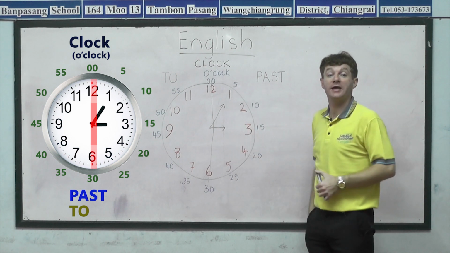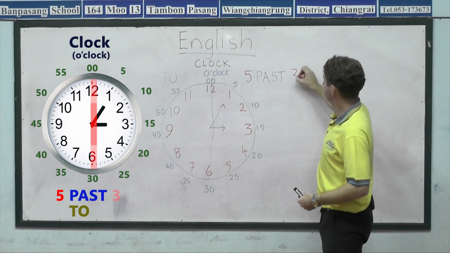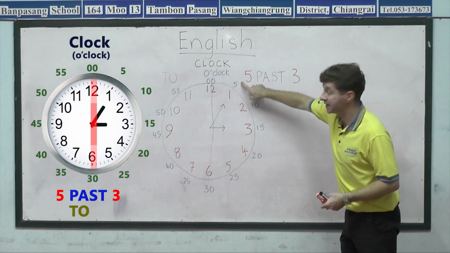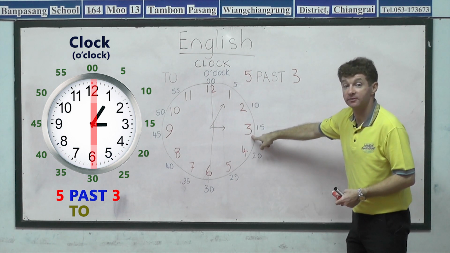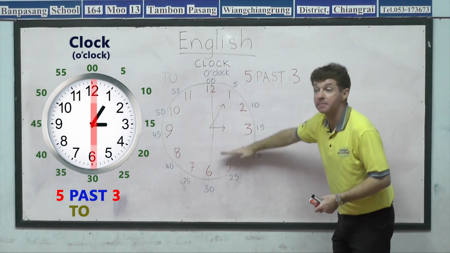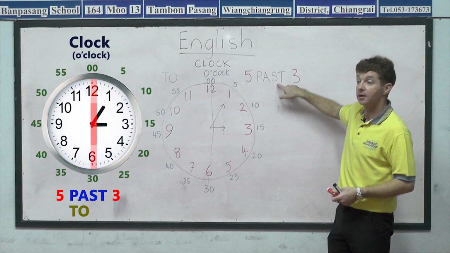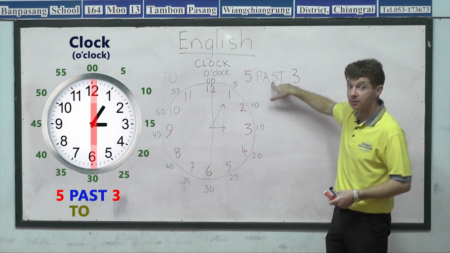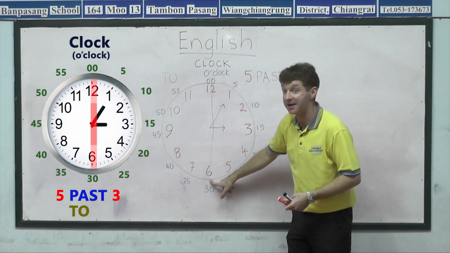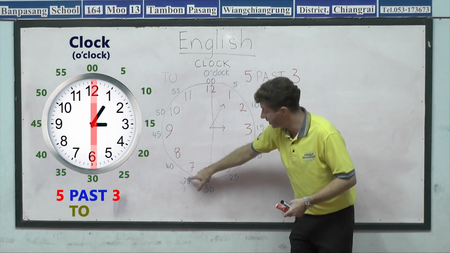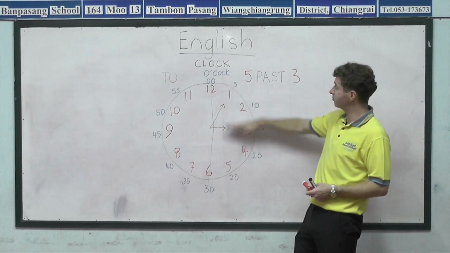So what time is it now? 3:05, or we can say 5 minutes past 3. So whenever the minutes are on this side of the clock, it's always past, okay? Always past. We talk about, remember, half past. And then when we get past here, it's to. Yes, but for now, we'll concentrate on past.